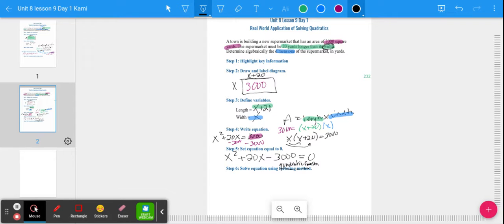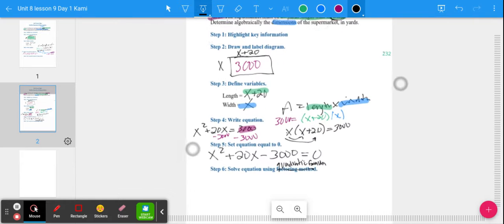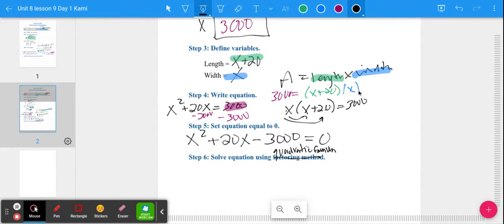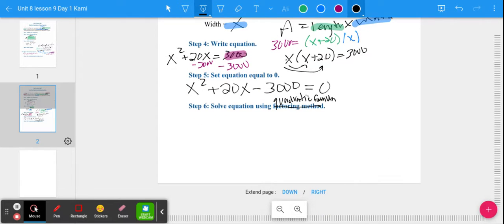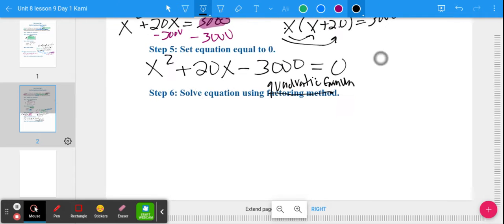Yesterday we worked on applying the quadratic formula to word problems. So we went through these steps of solving word problems, and we got up to the point where we wrote our equation and set it equal to 0. Now that it's set equal to 0, we're ready to solve, and we're solving using the quadratic formula.